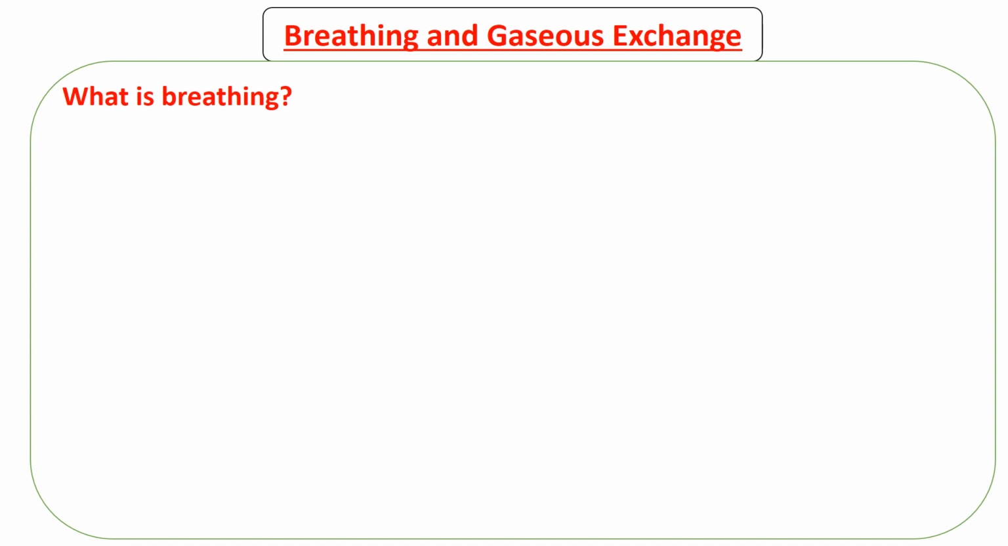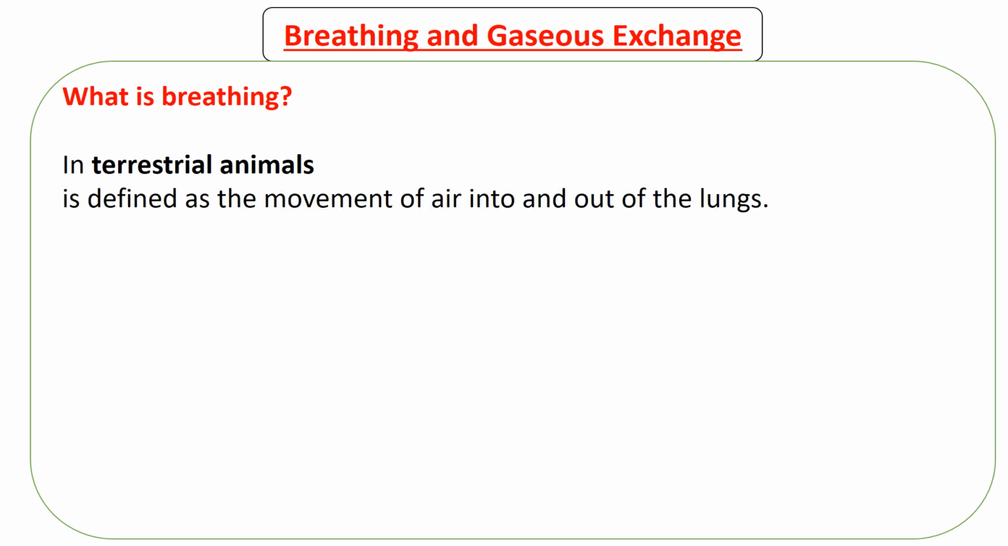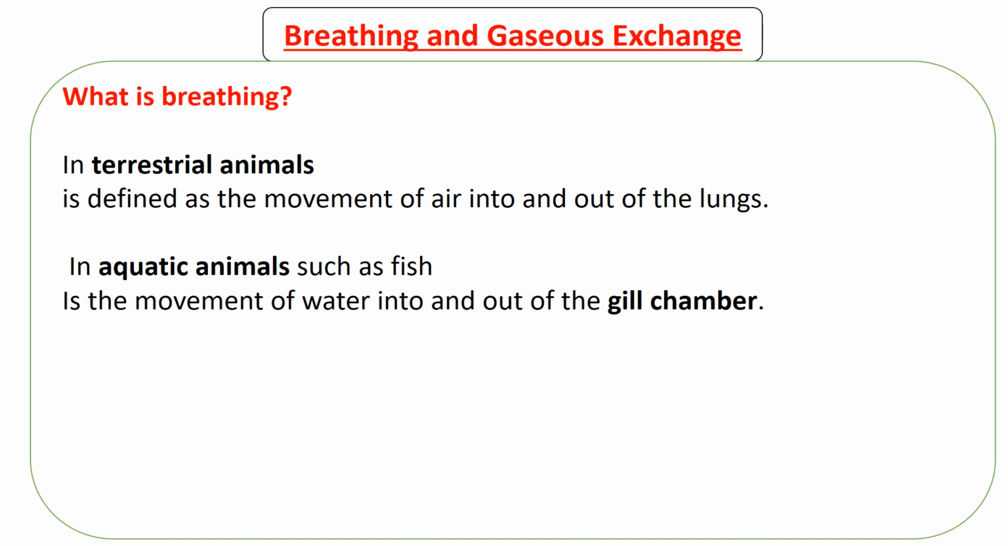So what is breathing? Breathing has different definitions depending on what type of organism you're talking about. If we're talking about terrestrial animals, that is animals that live on land, breathing is defined as the movement of air into and out of the lungs. Then for aquatic animals, which are animals that live in water such as fish, breathing is the movement of water into and out of the gill chambers.